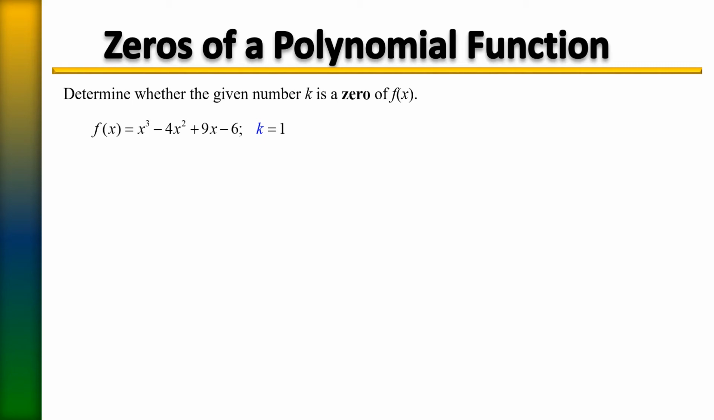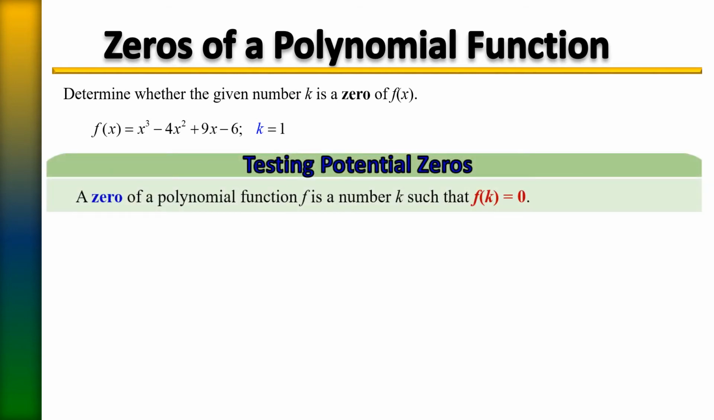The other option that I find very quick is to use synthetic division. In synthetic division, recall, you're going to have the divisor k, which is 1 in this case, on the outside, and then take the coefficients of your polynomial and put them under the symbol. Now, when we do this, if we get a 0 for the remainder, then that is proof that 1 is a zero of the polynomial function given. So let's go ahead and begin our synthetic division process.